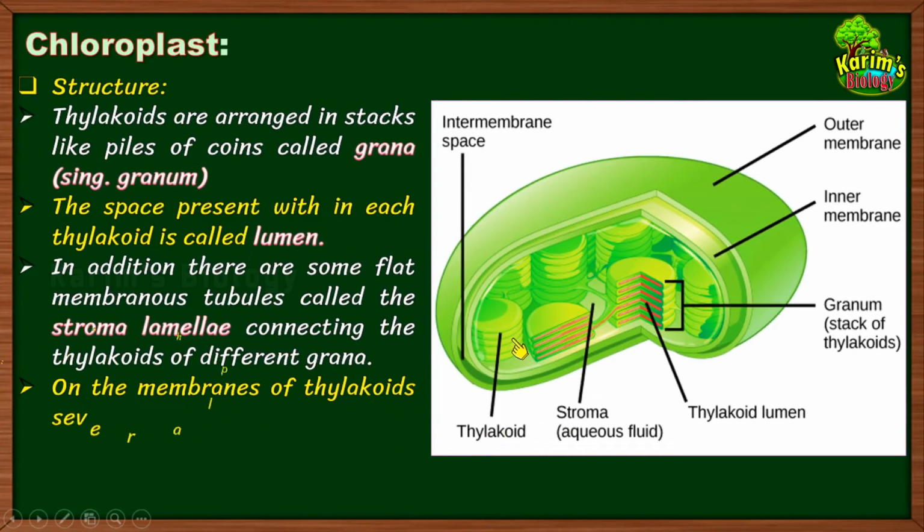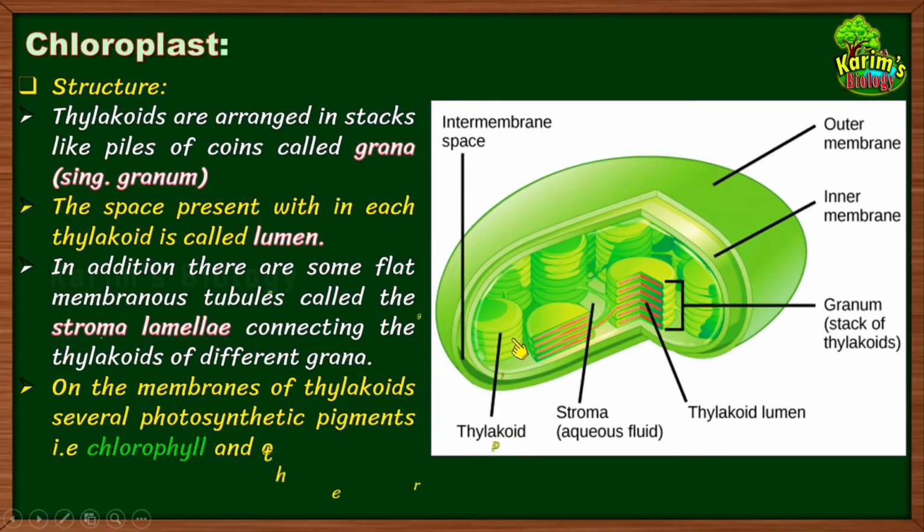And what else? On the membranes of thylakoid, several photosynthetic pigments, that is chlorophyll and other pigment molecules, are present. So I told you previously that stroma is a colorless part of the chloroplast. Okay, then what is giving color to that plastid, the chloroplast? Chlorophyll. Then where is chlorophyll present? So far I did not show you where the chlorophyll is present. So it is present on the surface of the thylakoids.